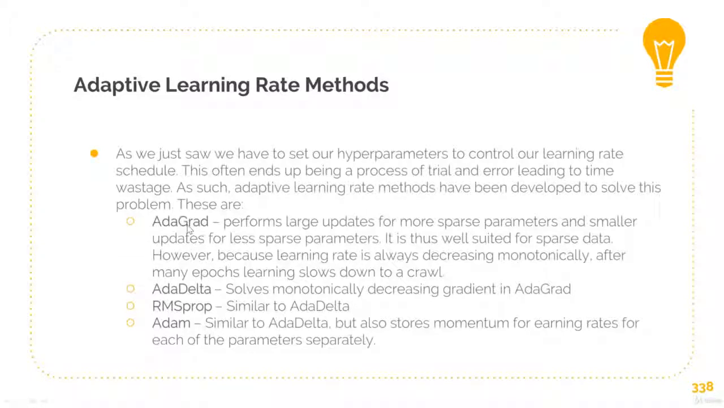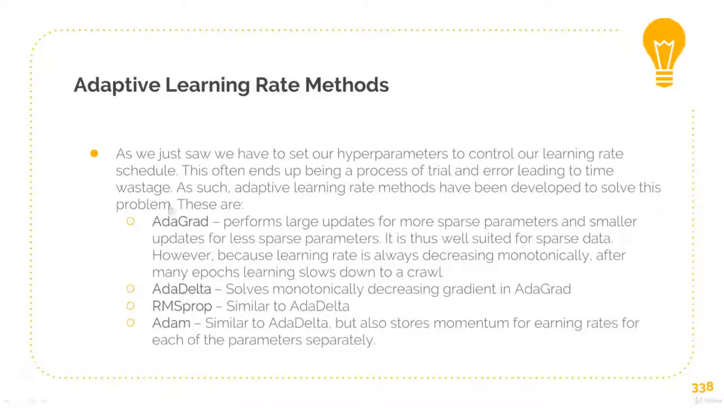So let's talk quickly about AdaGrad. This performs large updates for more sparse parameters and smaller updates for less sparse parameters. It is thus well suited for sparse data. However, because the learning rate is always decreasing monotonically, after many epochs learning slows down to a crawl.